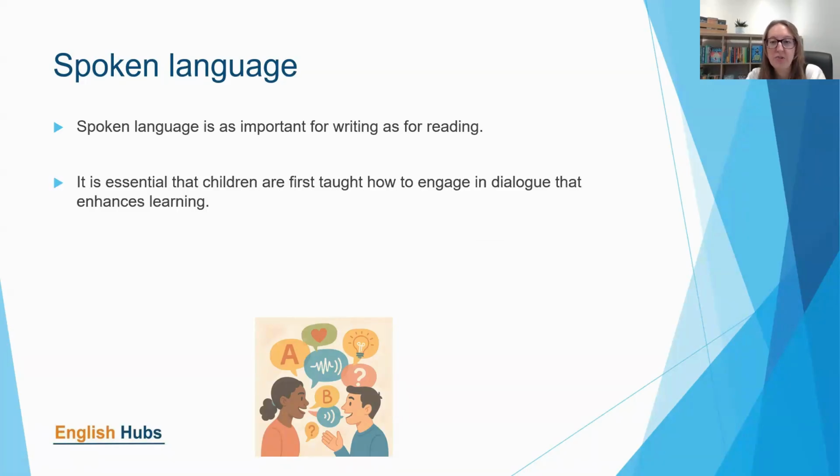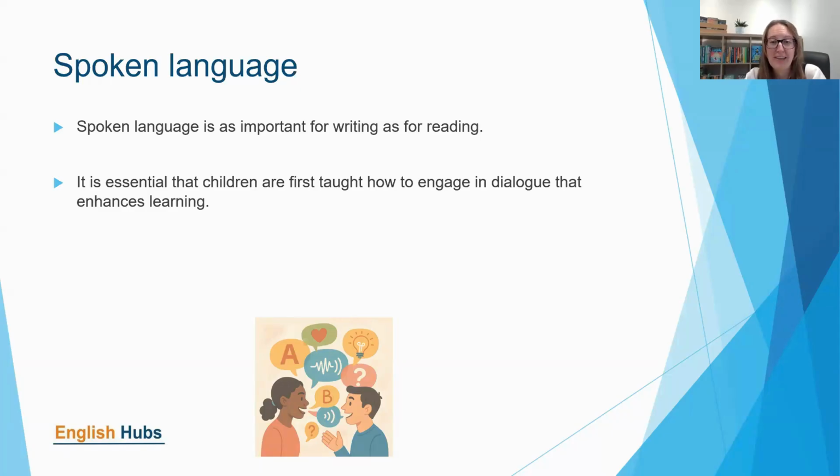It is essential that children are first taught how to engage in dialogue that enhances learning. So how to think critically, how to articulate their ideas clearly, and engage constructively with other people, and use clear structures and routines that are put in place and modelled by the teachers. Talk itself can help pupils to build their understanding of written language and how sentences are formed.